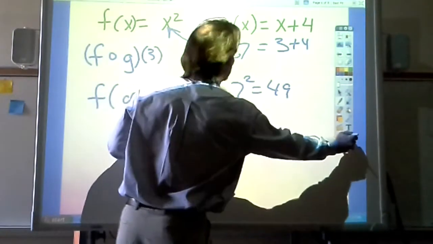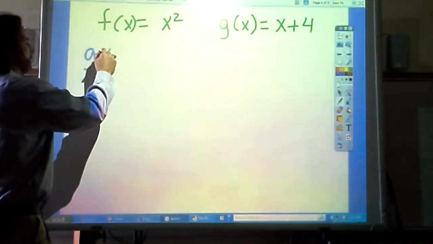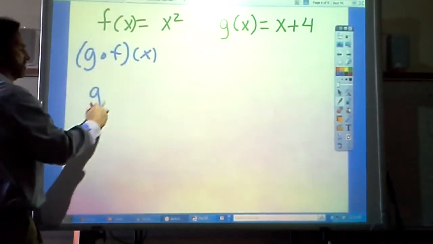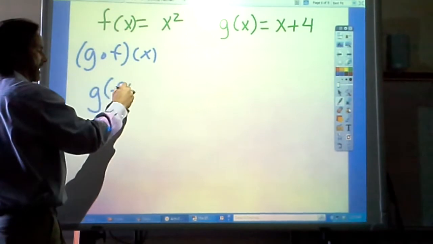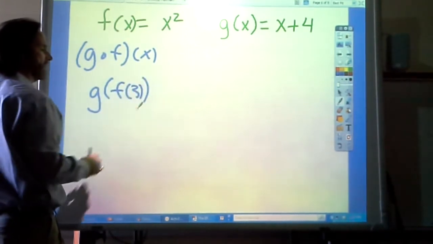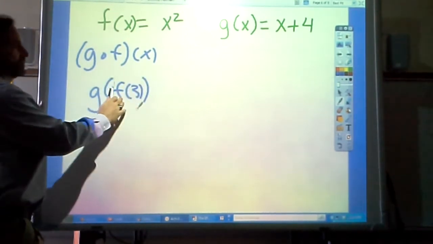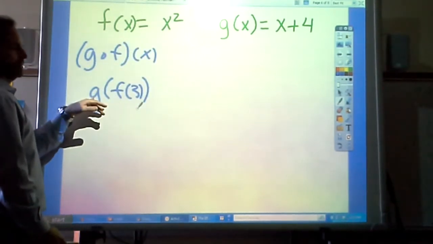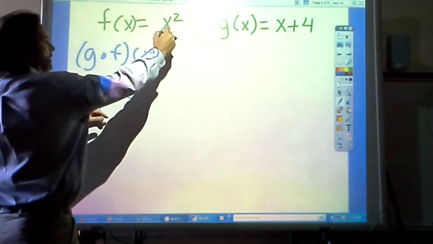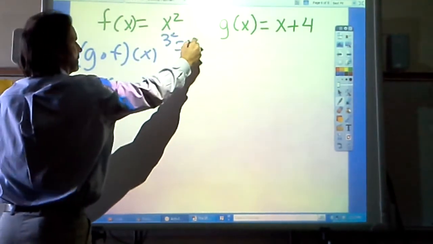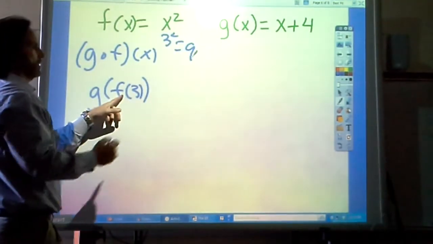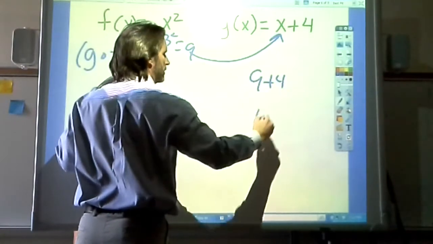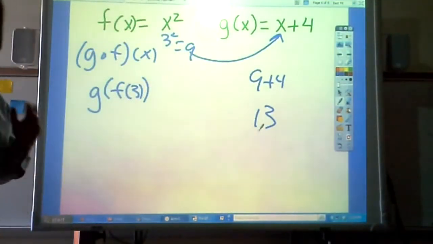Now let's do just the opposite. G composed with F. We're going to do, obviously, F first, then G, and we'll do 3, okay? Again, we're going to plug in 3 into F. The output of F is my input for G. 3 squared is 9. So that's F of 3. So I'm plugging in 9 here, and 9 plus 4 is 13. Okay, so that's with numbers.